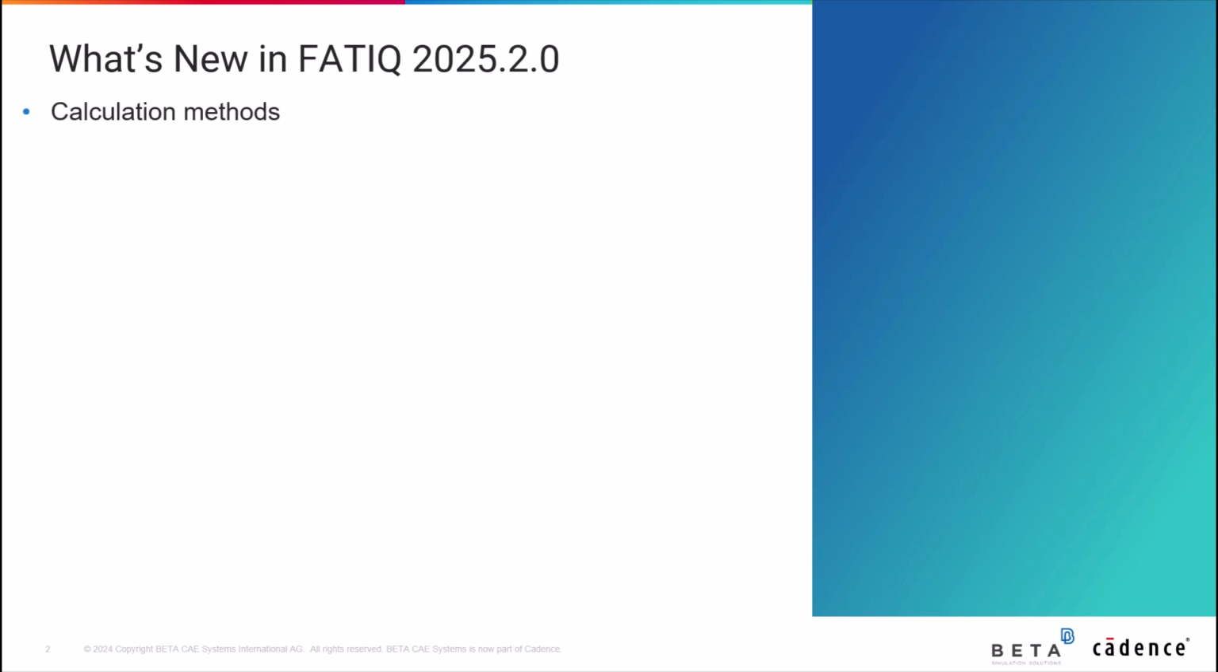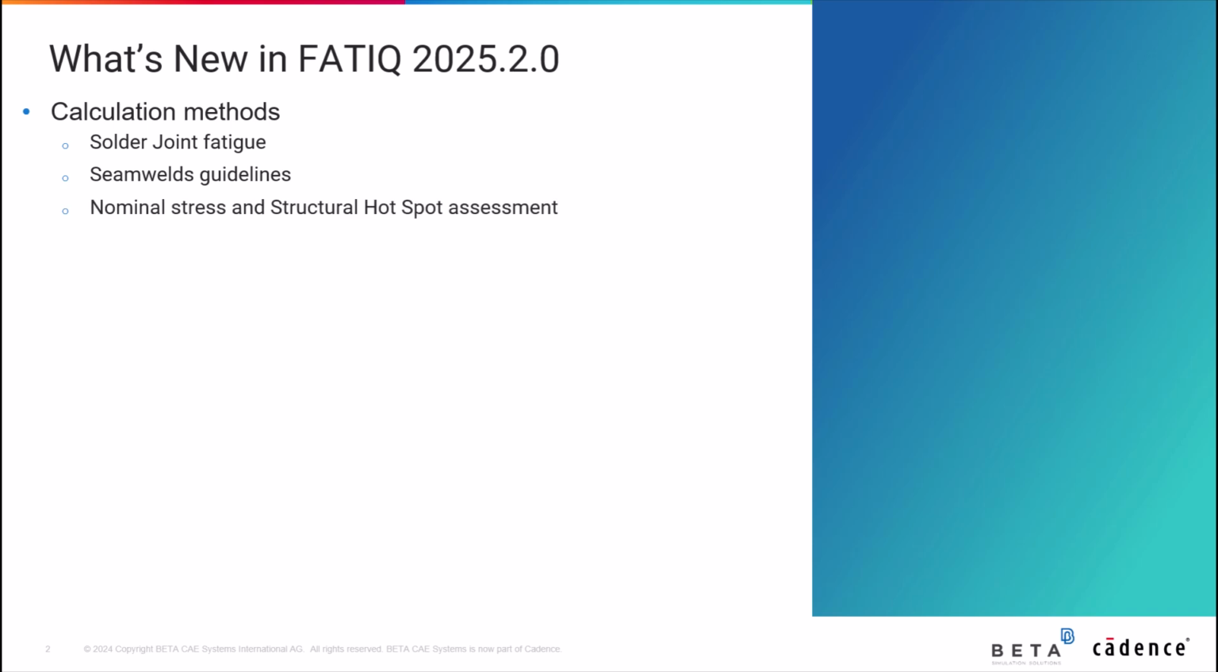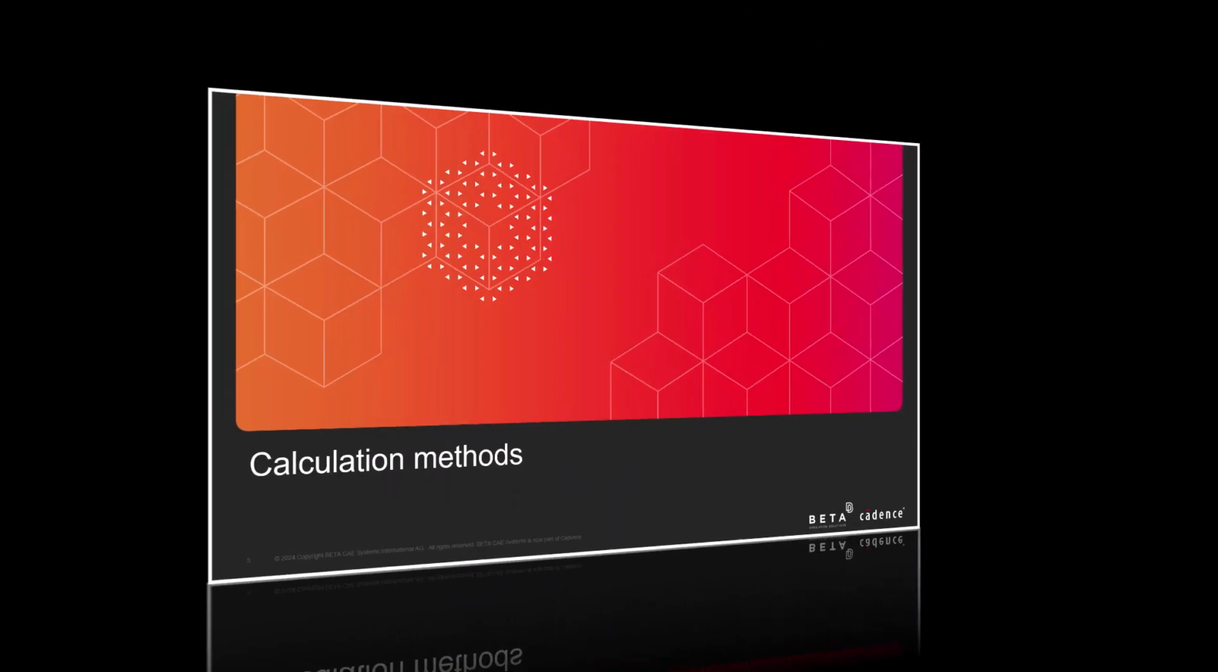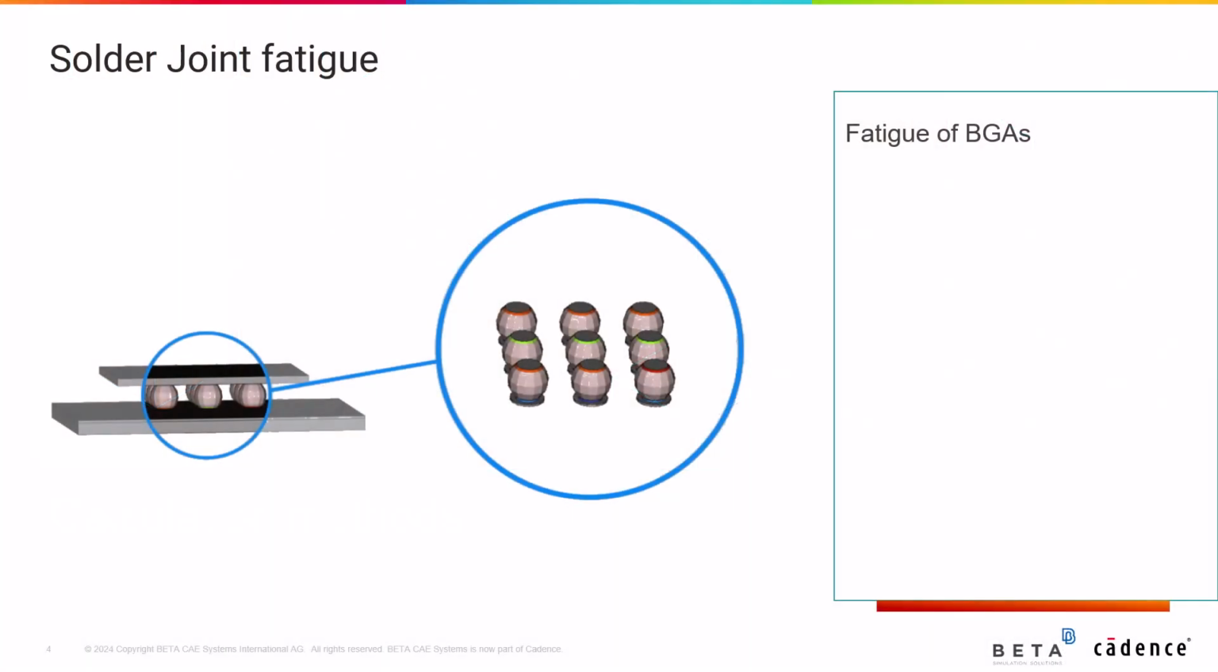Regarding the calculation methods, we support solder joint fatigue, Seamweld's guidelines, nominal stress and structural hotspot methods. In materials, it is possible to produce a material based on its mechanical properties. There is also the possibility to add local material in an analysis. What's more, regarding post-processing, we provide the contribution analysis plot. Let's start with the new calculation methods.